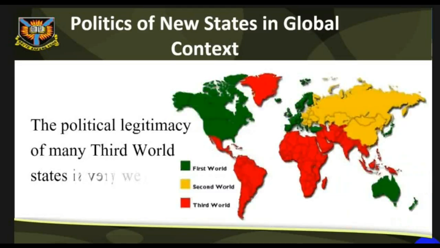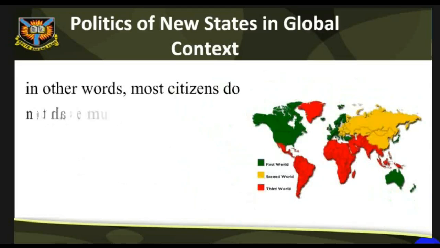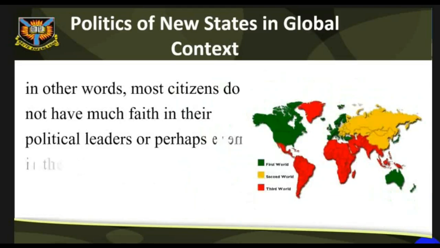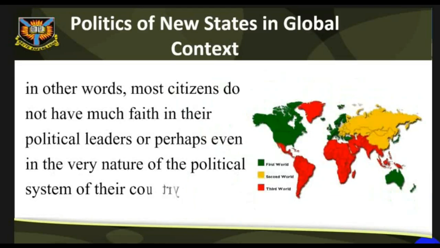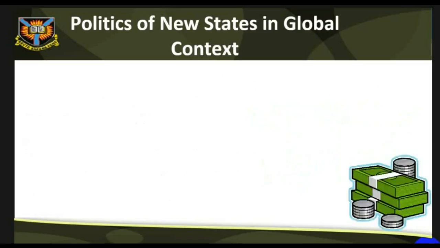Second, the political legitimacy of many Third World states is very weak. In other words, most citizens do not have much faith in their political leaders, or perhaps even in the very nature of the political system of their country. They may obey the law, they may even vote, but they do not see the government as being very relevant to their lives or as being able to do anything about their most serious concerns. They may even regard the government as having a negative impact on their lives, and their citizenship in the state may be negligible as a source of their political identity.